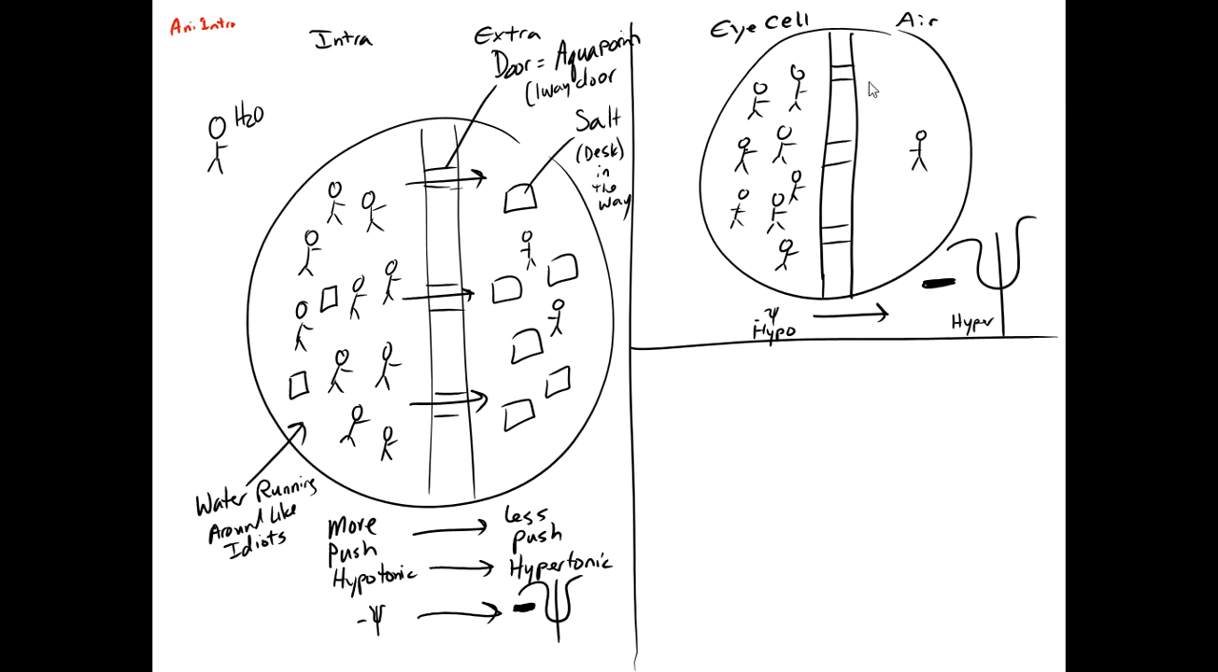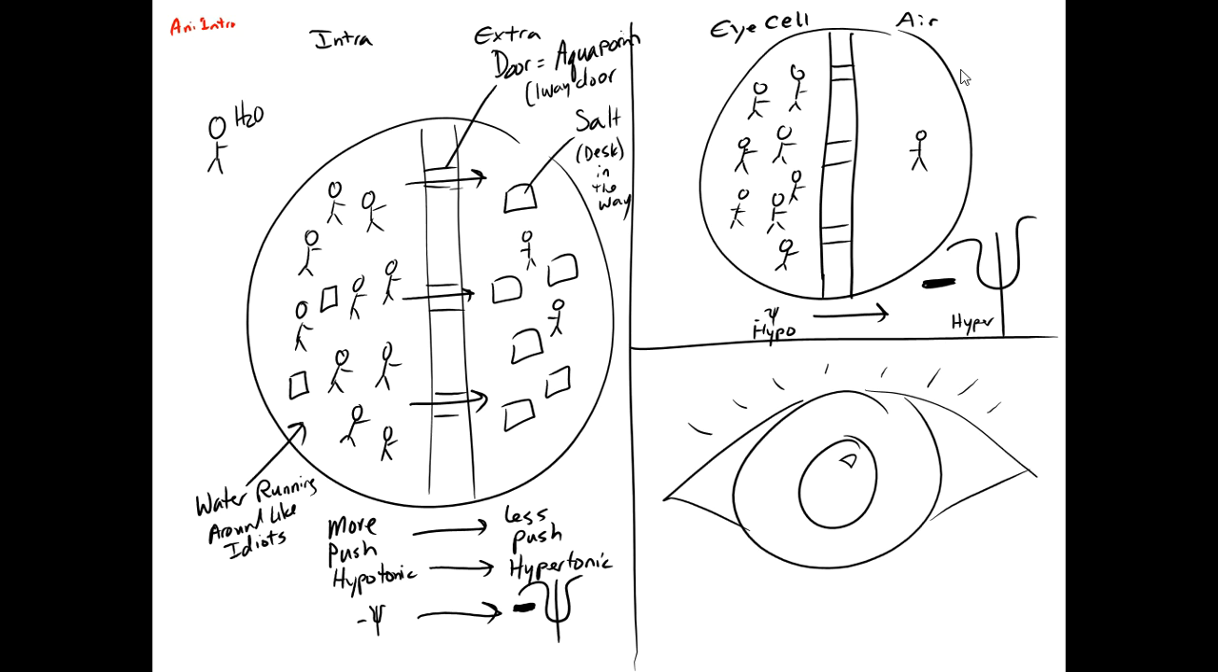Or we could think about it in terms of your eye. The outside air has a very, very low water potential, a hypertonic environment. Water always goes from hypo to hyper, and so it pushes out of the eye. That's why you constantly have to blink to try to coat yourself with an isotonic solution.